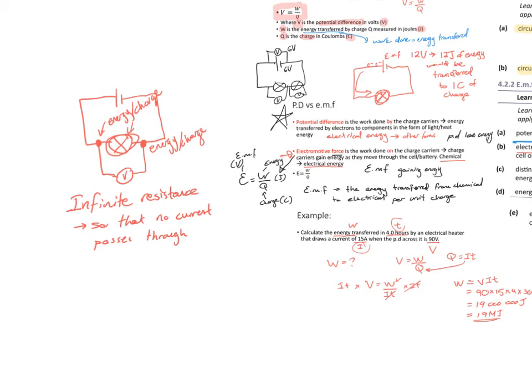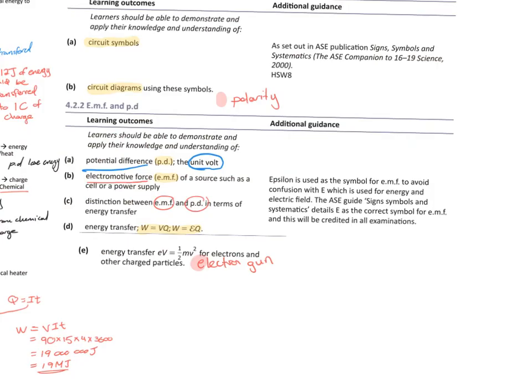But even though that's not possible in reality, the voltmeters actually do have a very high resistance of like millions of ohms.